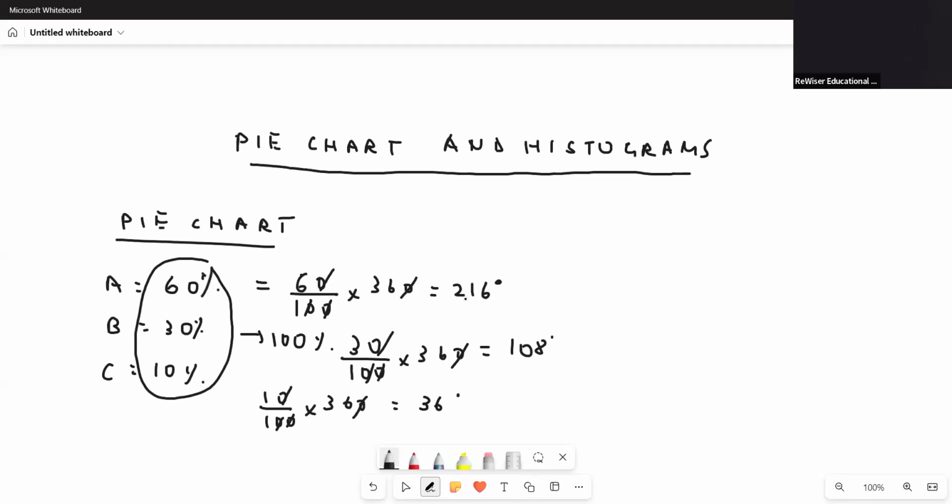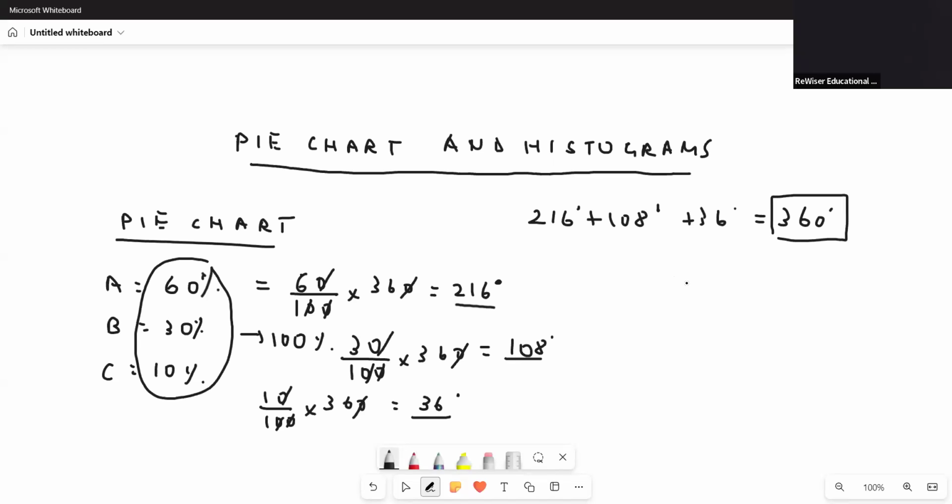Again, we have a second checkpoint. That means 216 plus 108 plus 36 must give us 360 degrees. So we check that 216 degrees plus 108 degrees plus 36 degrees gives a total of 360 degrees. That's the checkpoint.